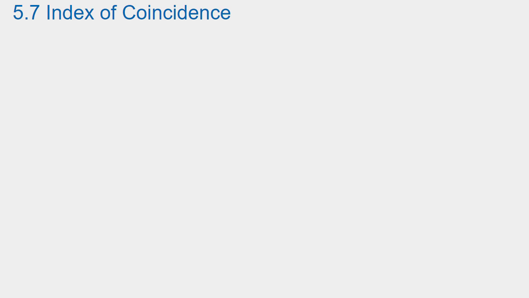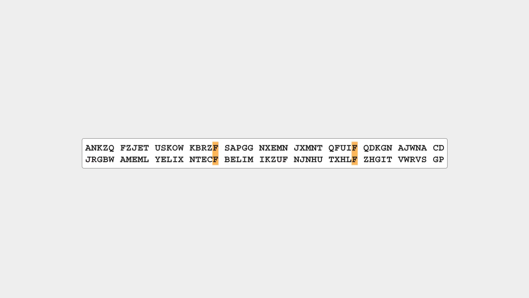Section 5.7. Index of Coincidence. The index of coincidence was invented by American cryptanalyst William F. Friedman in 1922. The idea is very simple, but its importance is profound.